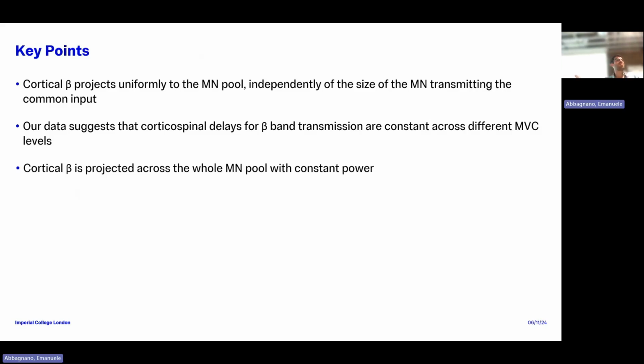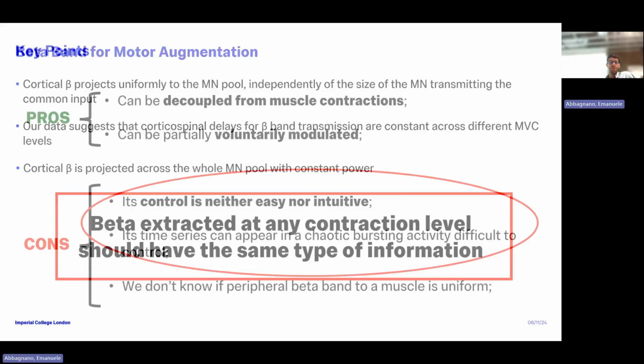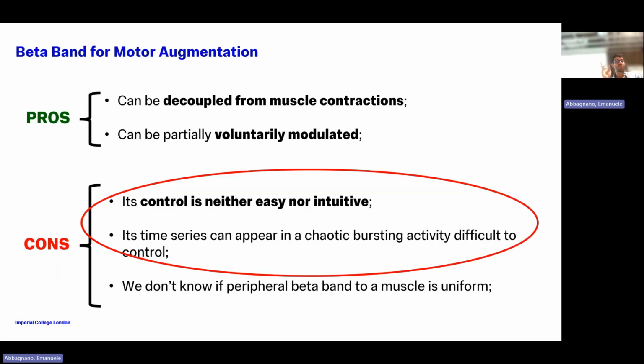Great. So we got a reliable signal that we can extract at any contraction level for motor augmentation, which is this message. So now we need to address the other 2 points, which is that its control is not easy or intuitive. We need to extract this signal and make it intuitive, easy to control.